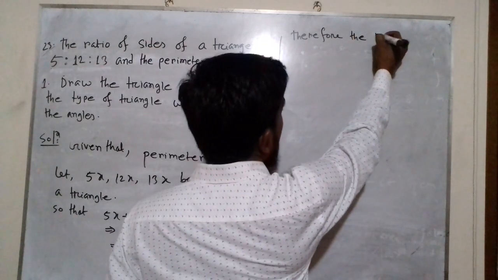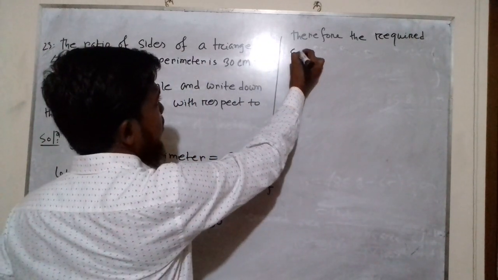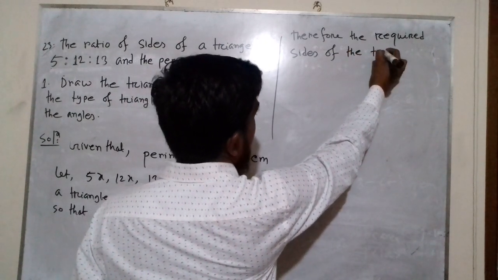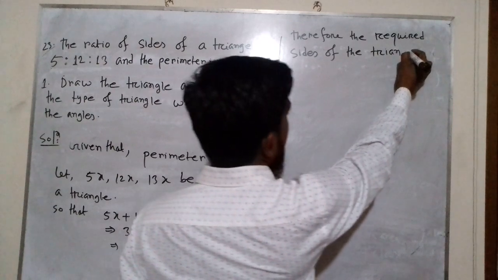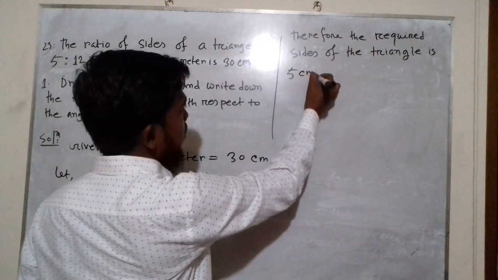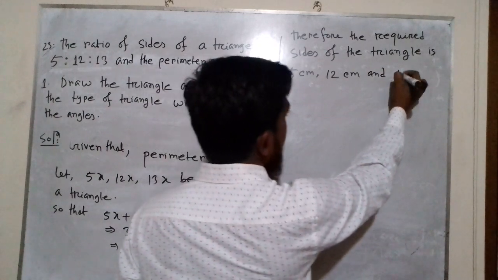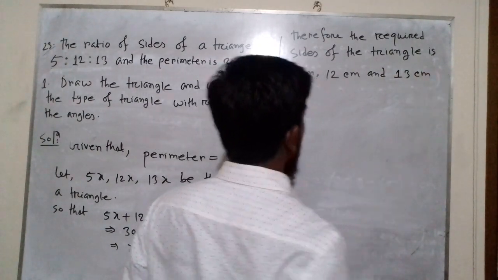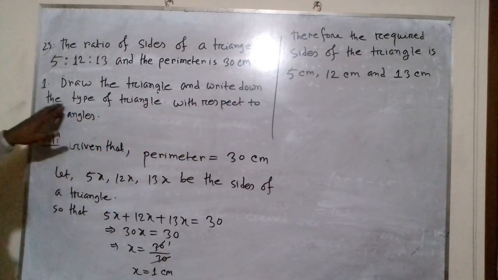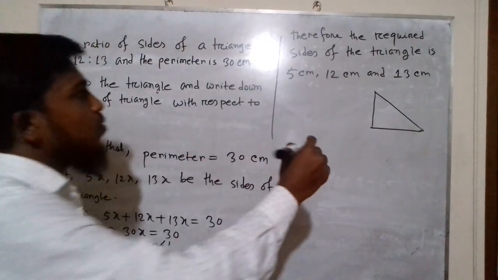Therefore the required sides of the triangle are 5 centimeter, 12 centimeter and 13 centimeter. Now draw the triangle and write down the type of the triangle with respect to the angle.